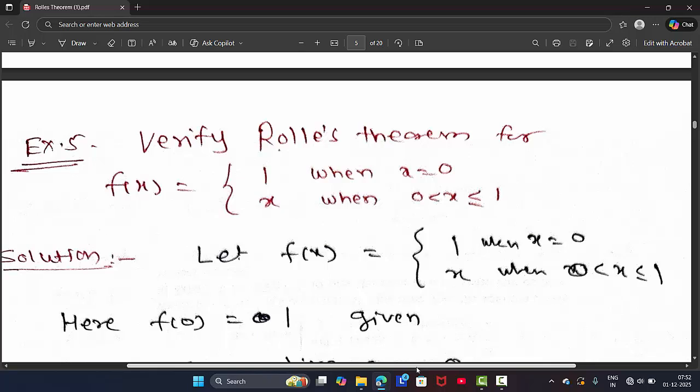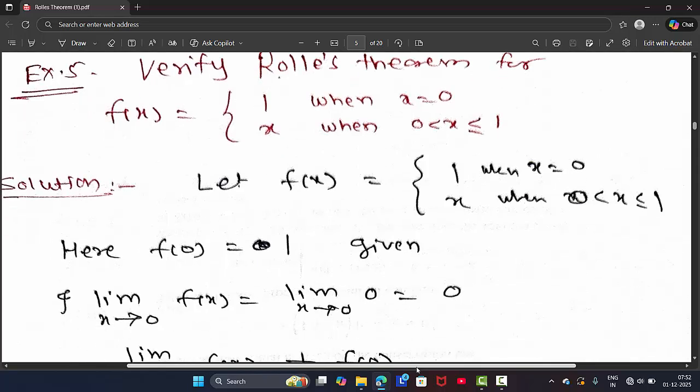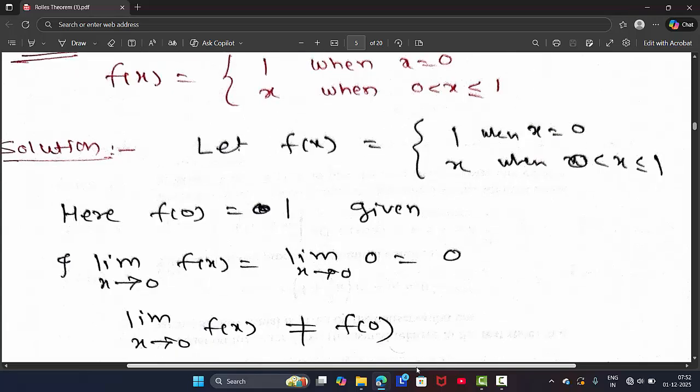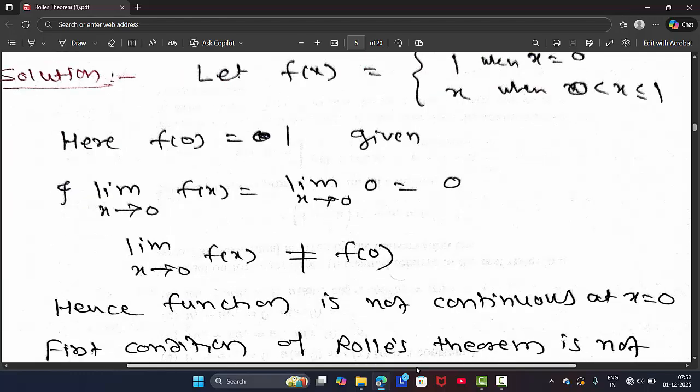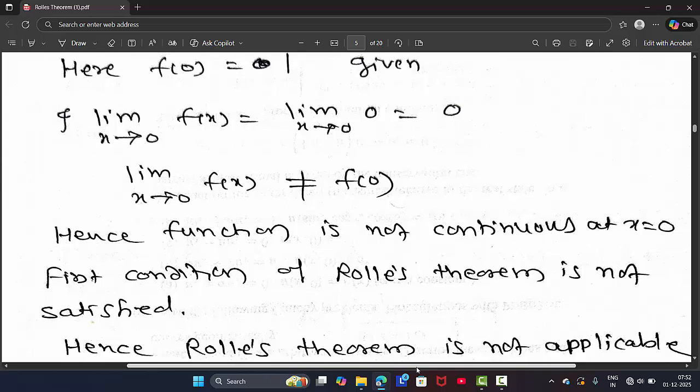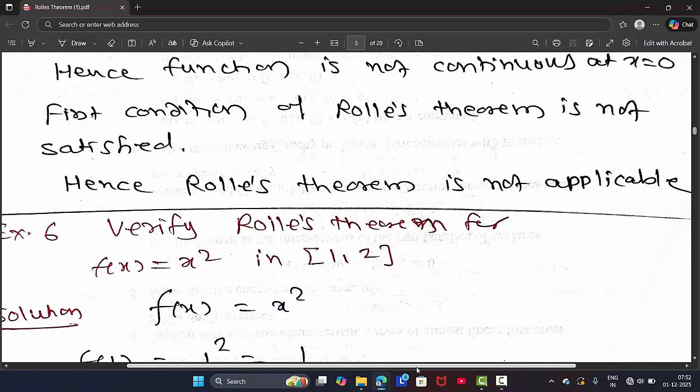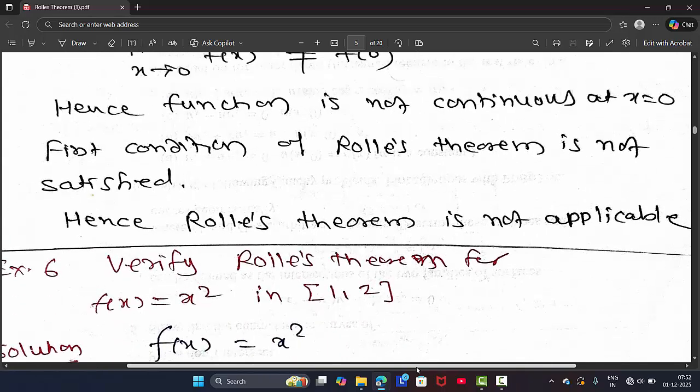Here f of 0 equal to 1 is given, and limit x tends to 0 of f of x equal to limit x tends to 0 of x, which is 0. Hence limit x tends to 0 of f of x is not equal to f of 0, and hence f of x is not continuous at x equal to 0. The first condition of Rolle's theorem is not satisfied, and hence Rolle's theorem cannot be applicable here.